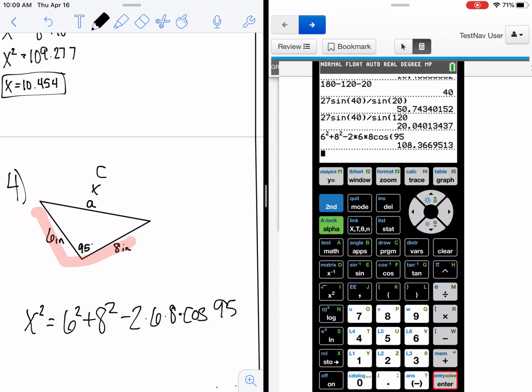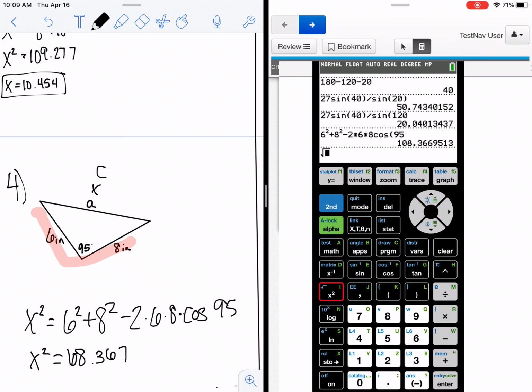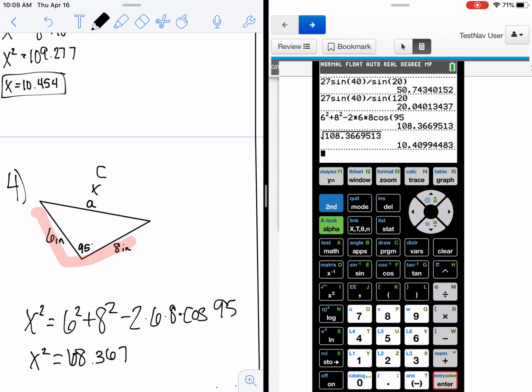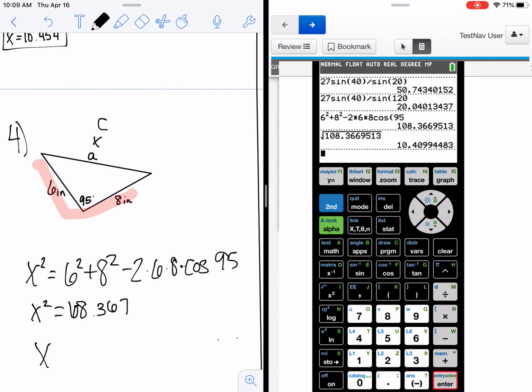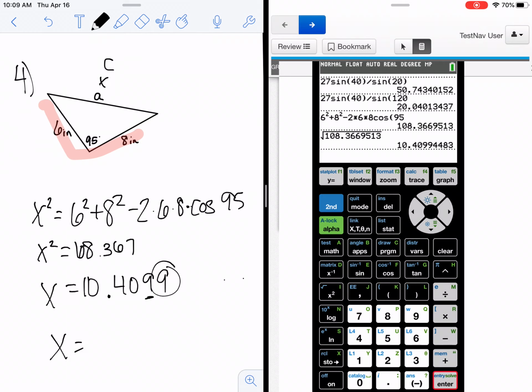And that gives me what x squared equals, 108.367. And then I'm just going to take the square root, and I'm not even going to go back and type that in. I'm just going to arrow up. And it gives me my value that x equals 10.4099. And if I want 3 decimal places, I look at the number after this 9. I look at this 9. So that's going to make that round up to 10.410.